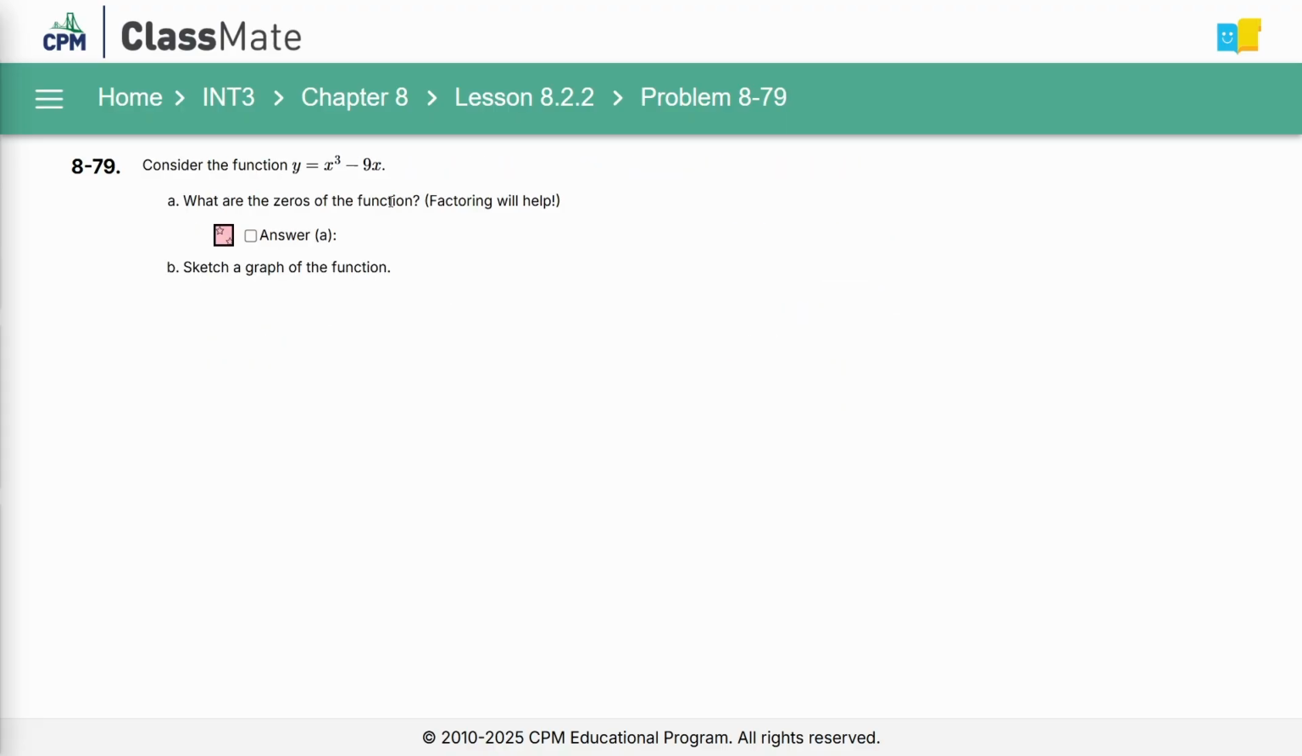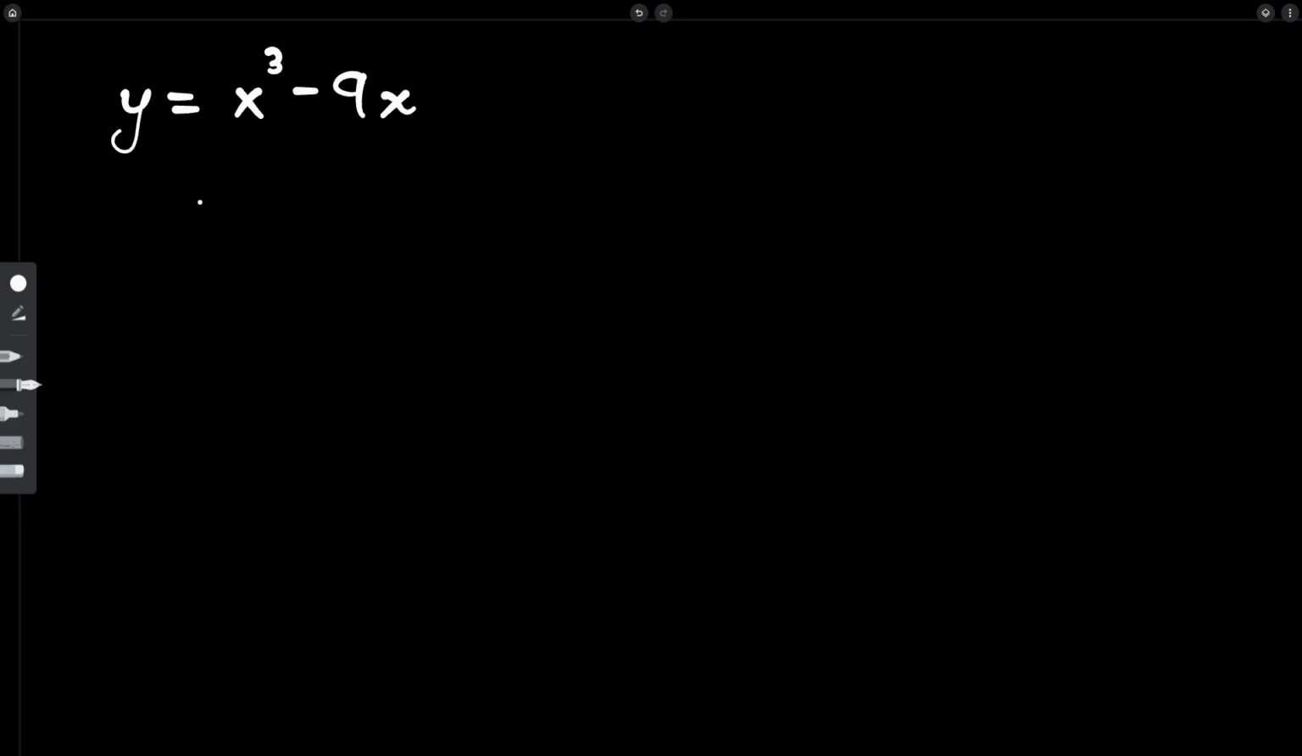Moving on to question 8-79, we have: consider the function y equals x cubed minus 9x. What are the zeros of the function? And we're given a hint here to factor. And next we're asked to sketch this graph. So first and foremost, let's write this equation out and begin factoring like suggested. All right, here we are.